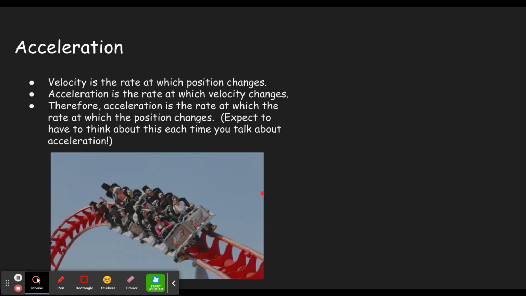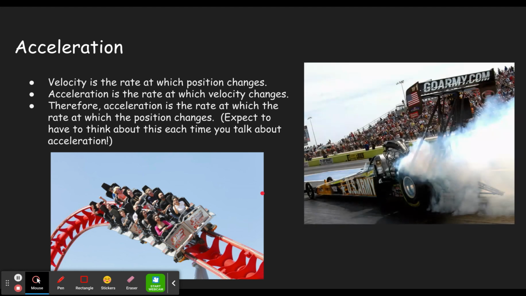Okay, so a couple examples of acceleration: when you're falling, like on a roller coaster. You know that as you're falling, the first second, your speed doesn't change much. But as you keep falling, your speed is getting bigger and bigger and bigger. That means you're accelerating because your speed is changing. Okay, another example would be a race car, right?